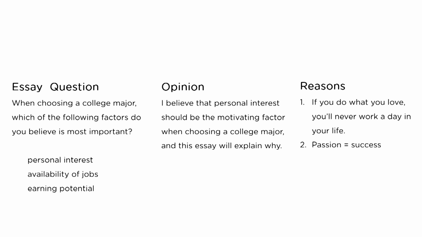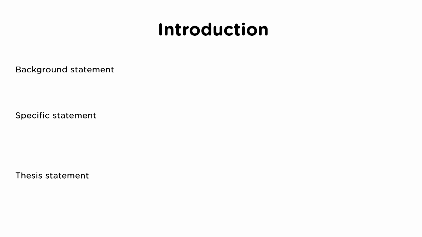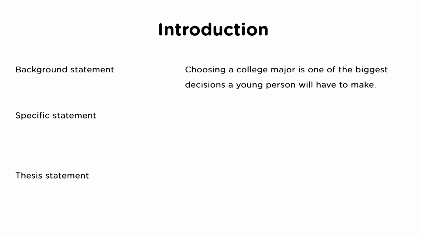So I'm going to be using the second essay question about choosing a college major, that I believe personal interest should be the motivating factor, because if you do what you love, you'll be happy and you'll also be successful. So an introduction is composed of 3 parts: a background statement, a specific statement, and a thesis statement. So a background statement is quite a general statement to the topic. For example, choosing a college major is one of the biggest decisions a young person will have to make. So in general there, I've just introduced the topic, which is choosing a college major.